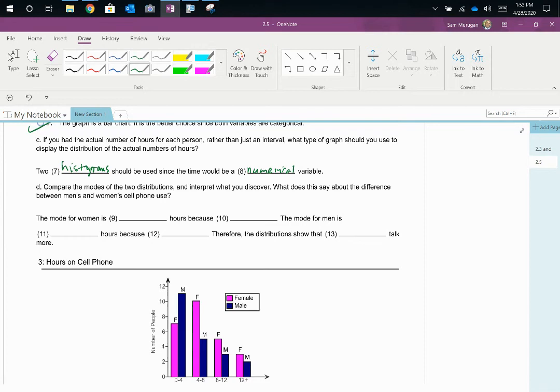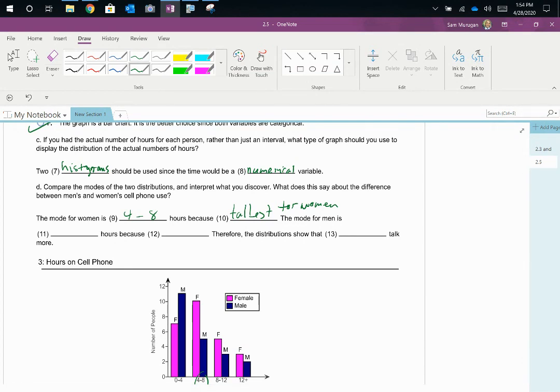So the mode for women, the highest, is in the 4 to 8 category right there, 4 to 8, because it is the tallest for women, of course, not for men. The question is asking about women.